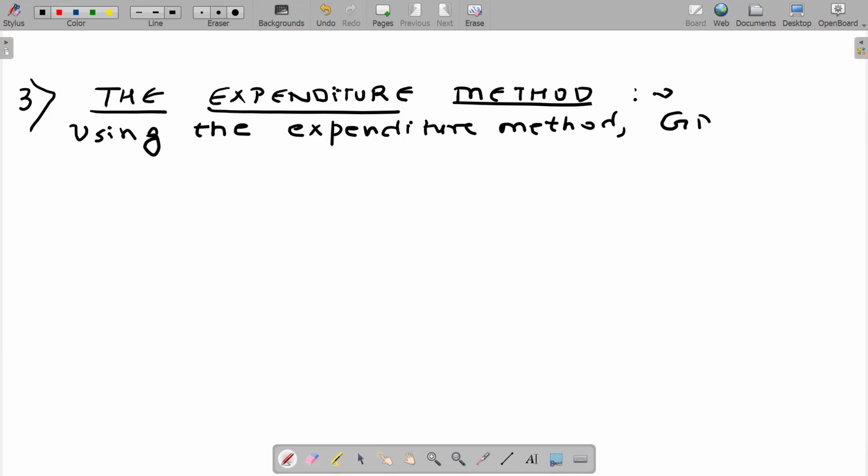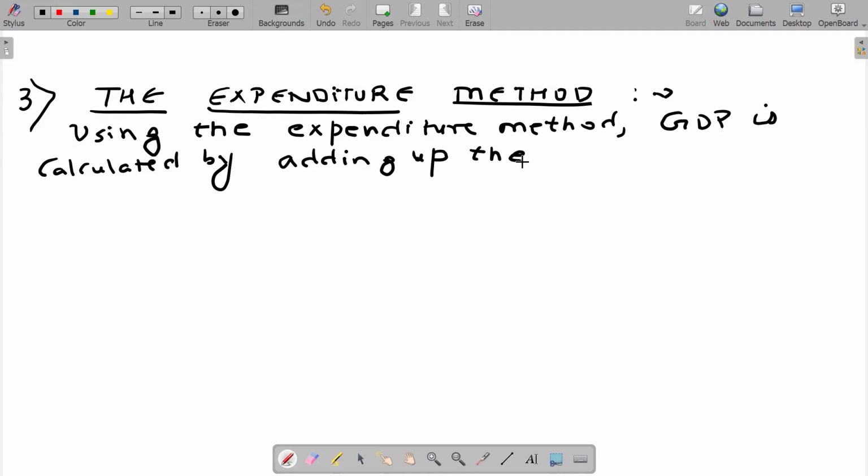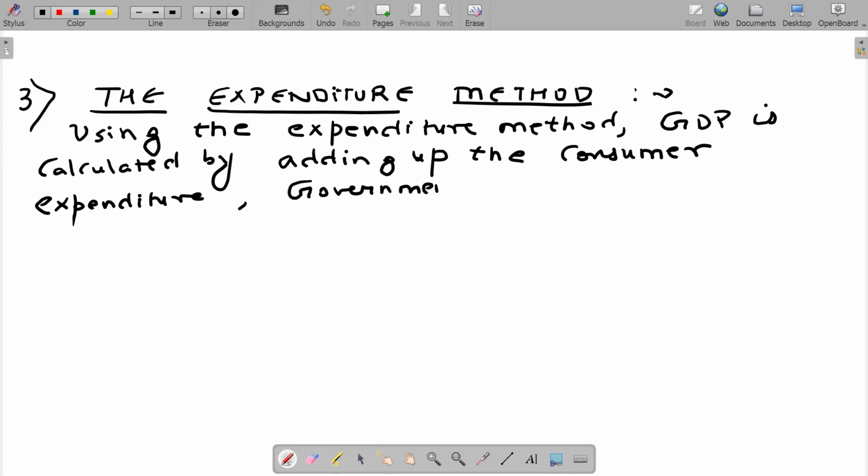GDP is calculated by adding up the consumer expenditure and government spending. Consumer expenditure is nothing but what the household spend on buying goods and services. Government spending includes expenditure done by the government on producing goods and services. So government spending on goods and services.